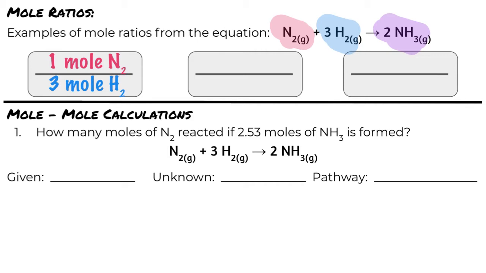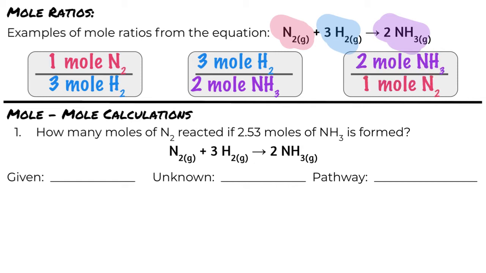I can say that for every 3 moles of H2, I have 2 moles of NH3, so I could put 3 moles of H2 over 2 moles of NH3. I could also say that in order to make 2 moles of NH3, I need 1 mole of N2. So you can see there's lots of different possible mole ratios we can develop, and we've only shown 3 here. And remember, all conversion factors can be flipped or switched around based on what your known quantity is and the unknown quantity that you're trying to find. So let's take a look at a possible problem.